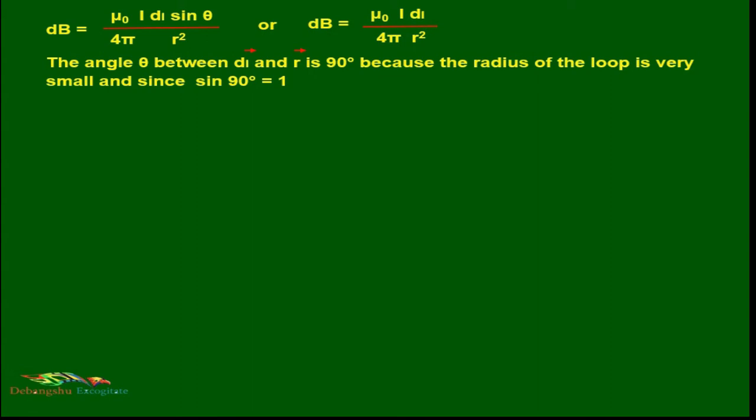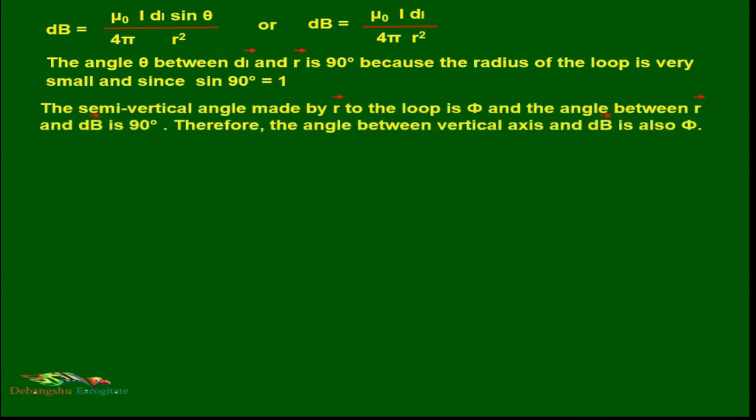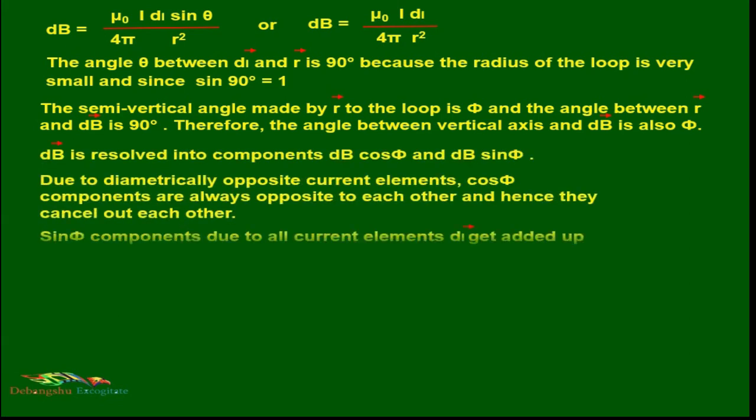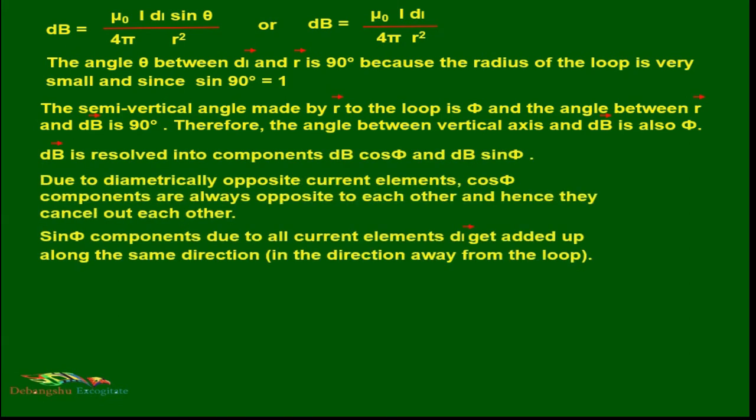Angle theta between dl and r is 90 degrees because the radius of the loop is very small, and since sin 90 degrees is equal to 1. Then the semi-vertical angle made by r to the loop is phi, and the angle between r and dB is equal to 90 degrees. Therefore, the angle between vertical axis and dB is also phi. dB is resolved into components dB cos phi and dB sin phi due to diametrically opposite current elements. Cos phi components are always opposite, of course equal to each other, and hence they cancel out each other.